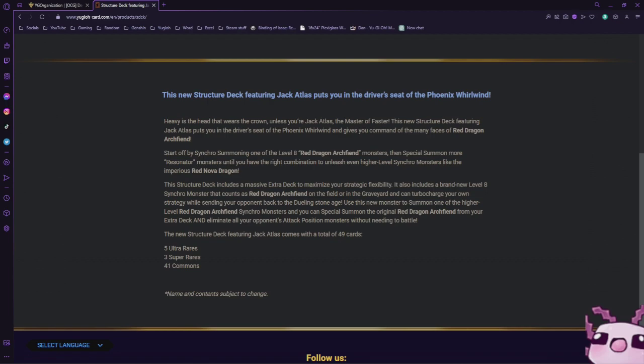And you use monsters to summon one of the higher level Red Dragon Archfiend synchro monsters, and you could special summon the original Red Dragon Archfiend from your extra deck and eliminate all your opponent's attack position monsters without battling. This structure deck has 49 cards: 5 ultras, 3 super rares, and 41 commons. This is a large structure deck.